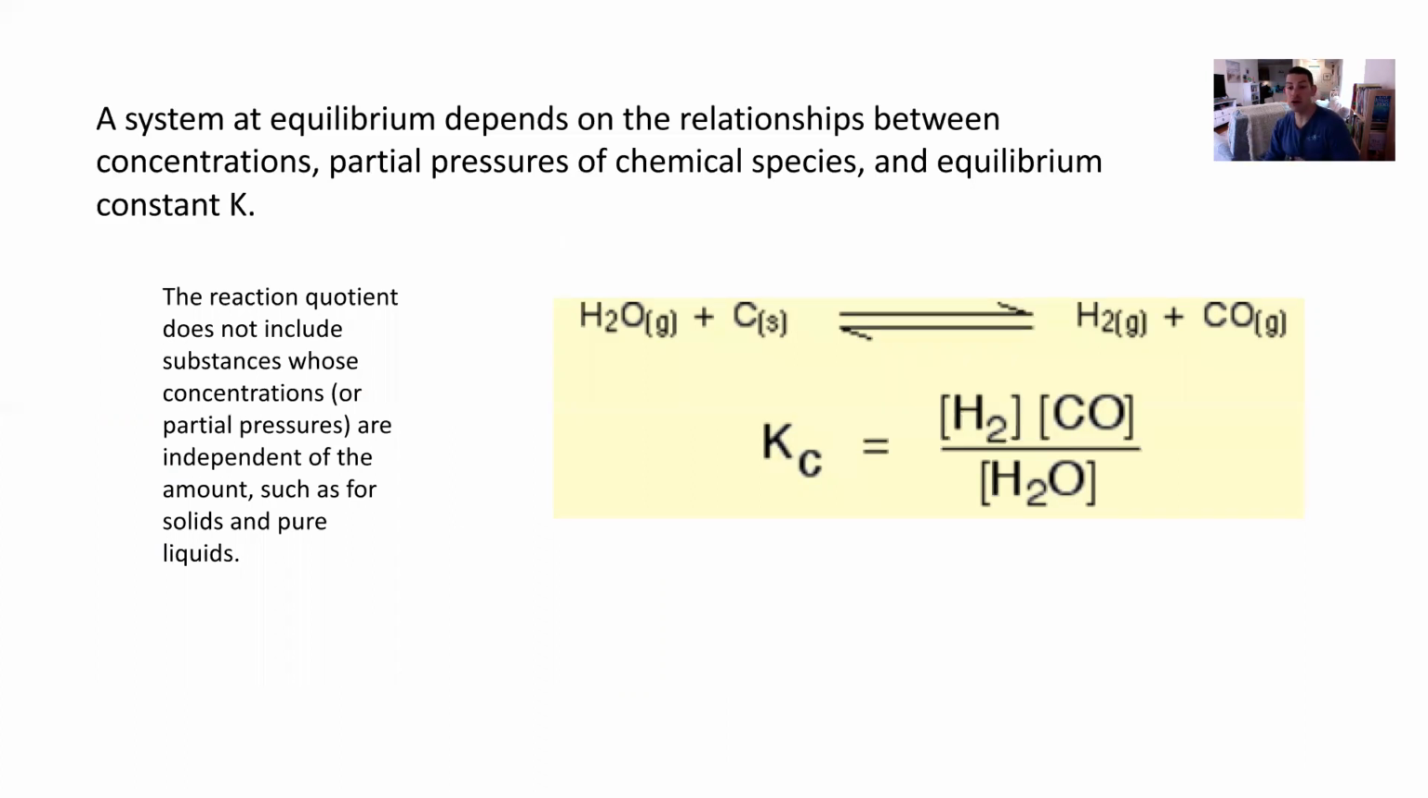So that's why H2O liquid typically is omitted. In this example, we have our Kc equaling the concentration of H2 times CO, both of our products, divided only by H2O. H2O is there because it's a gas. The pure carbon is omitted because it is a solid. Had this H2O been a liquid, it also would have been omitted, and we could just make this piece 1, so it'd be H2 times CO.